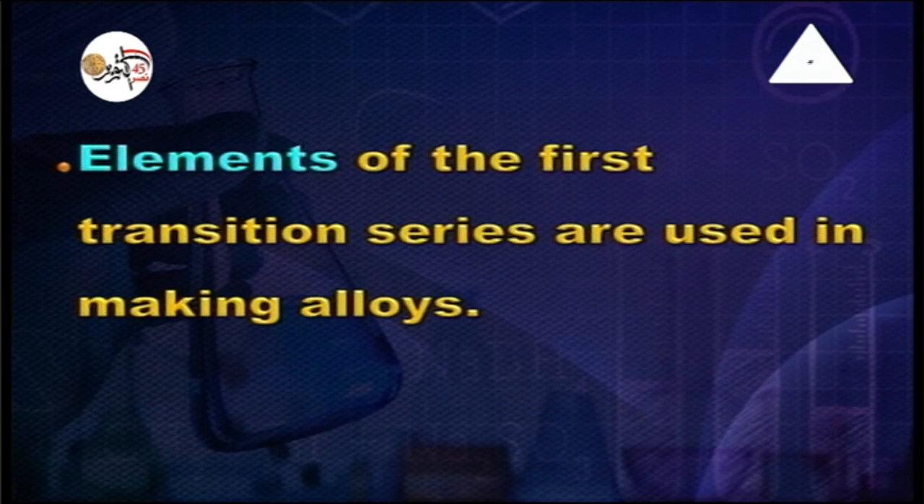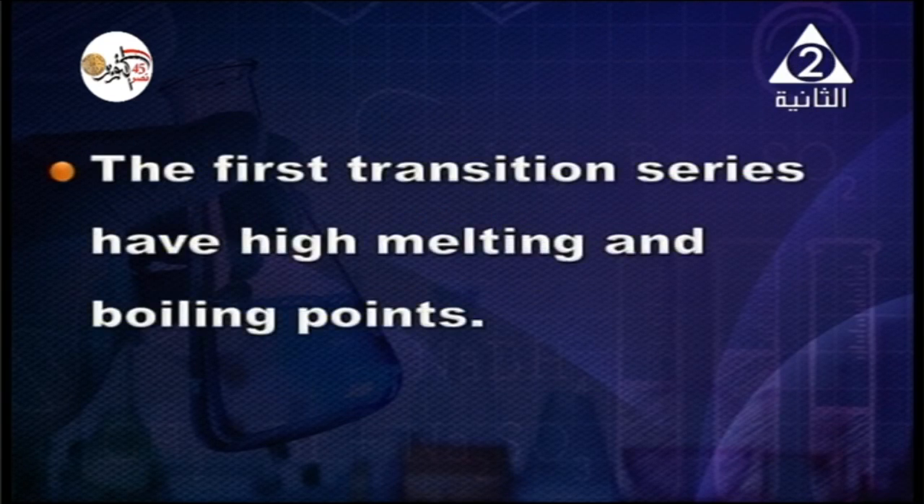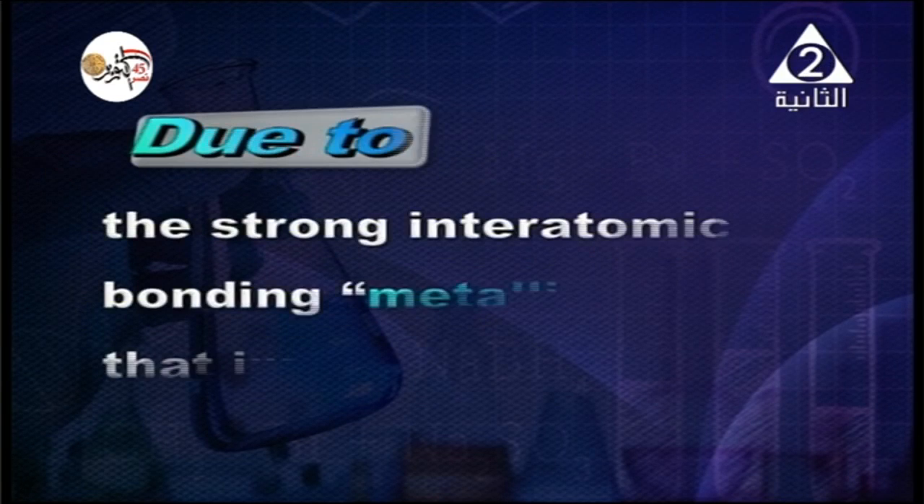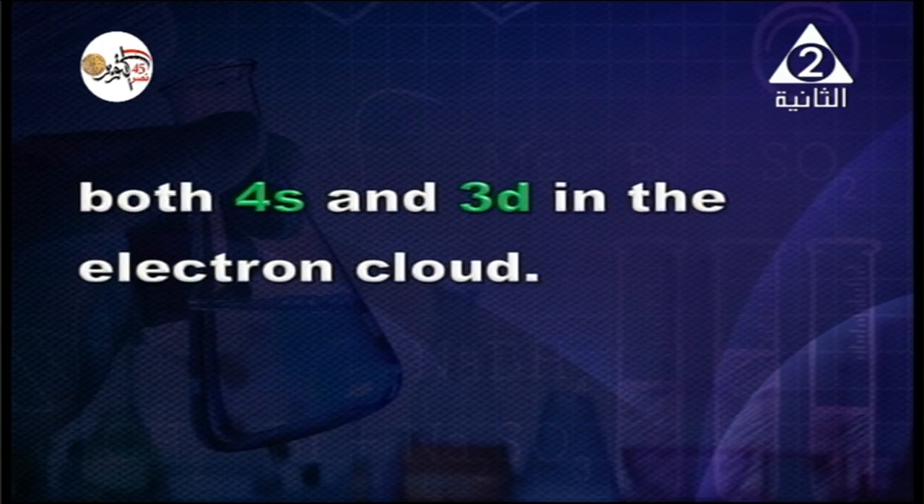Elements of the first transition series are used in making alloys. The reason is that their atomic radius is nearly constant. Next point. The first transition series have high melting and boiling points. The reason for that is the strong interatomic bonding, the metallic bond, that involves the electrons of the 4s and 3d sublevels in the electron cloud.